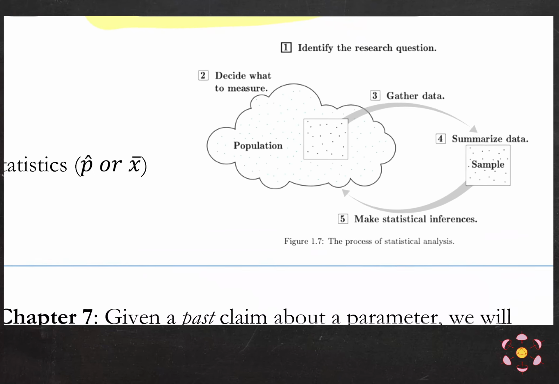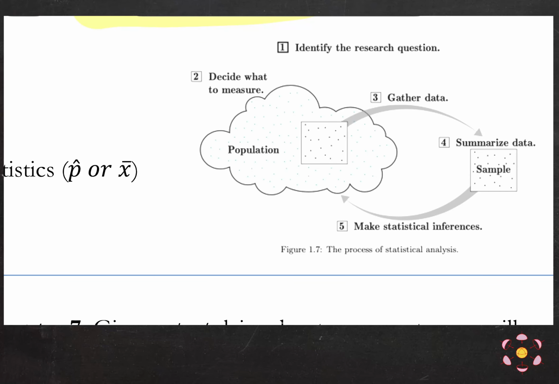So let's start from the beginning. What is the goal of statistics? We identify our research question first. Once we know what to study, this determines the population of interest. And this also means we decide what to measure. That means we are looking for specific parameters.